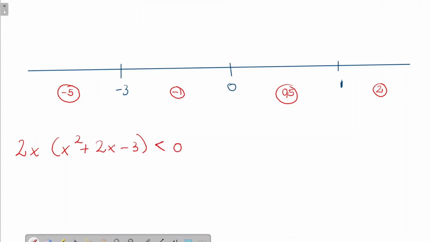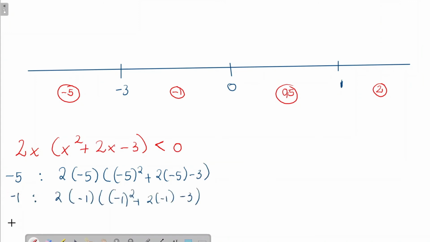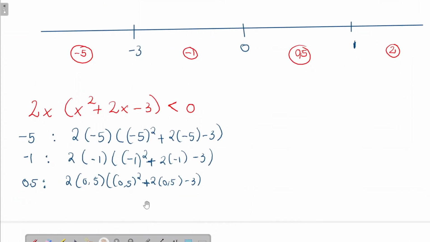Okay, so we're going to start off by substituting -5, guys. When you substitute -5, it's going to be 2 times (-5) all squared plus 2 times (-5) minus 3. If you substitute -1, you do the same thing. If you substitute 0.5, you do the same thing. And lastly, if you substitute 2, you do the same thing.